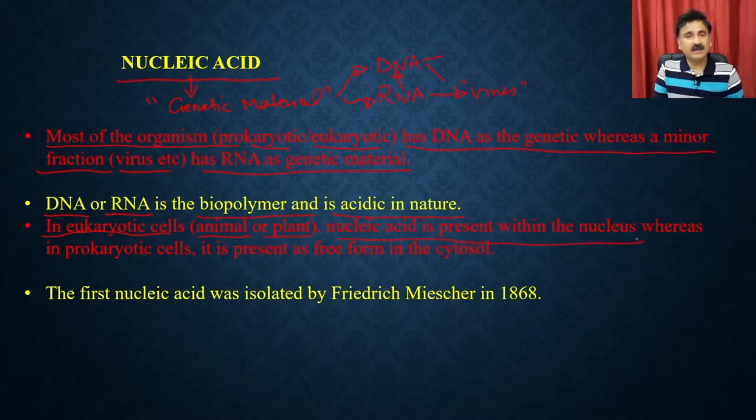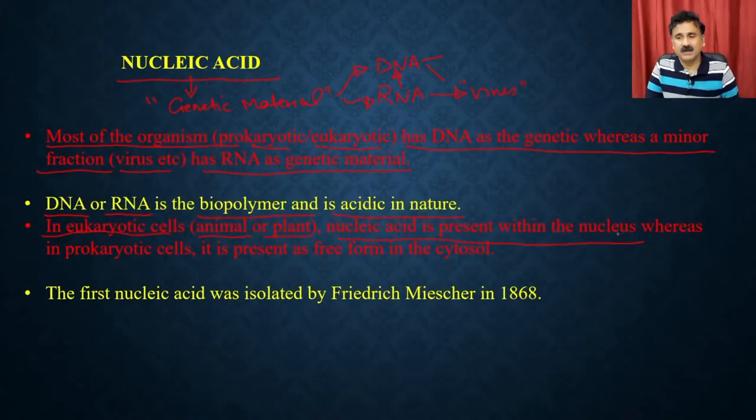present within the nucleus, right? That we have already discussed, right? The DNA is present inside the nucleus. The nucleus is a double membrane structure which has the nuclear membrane and other kinds of structures. Whereas in the prokaryotic cells, it is present in the free form in the cytosol.